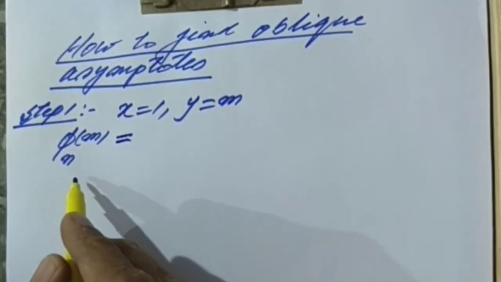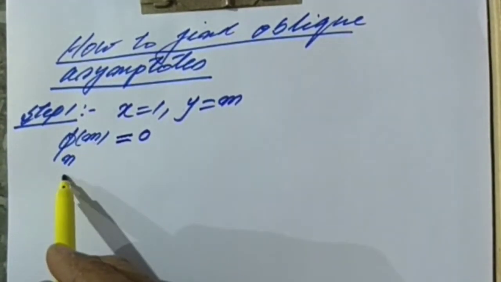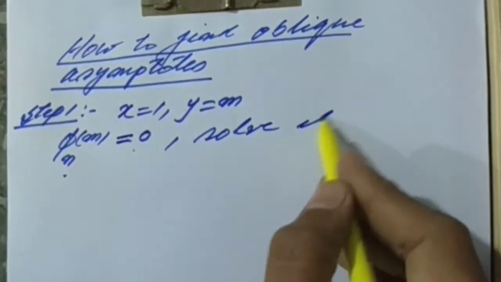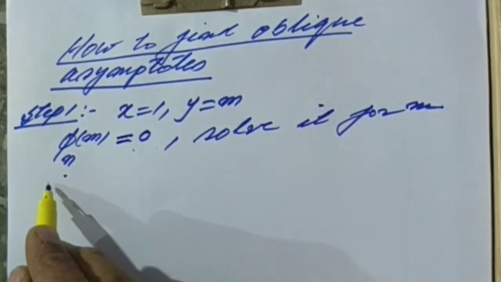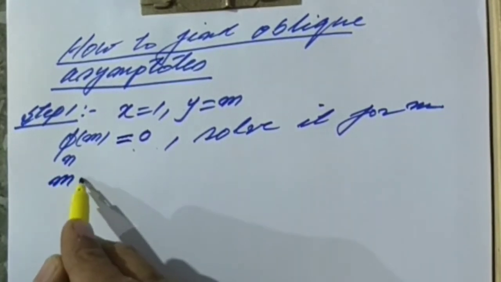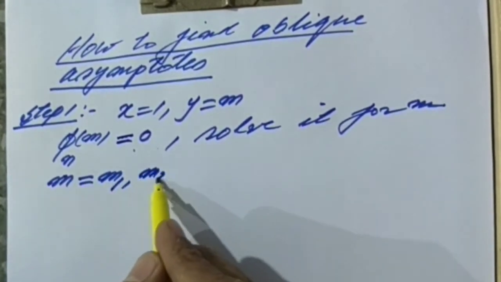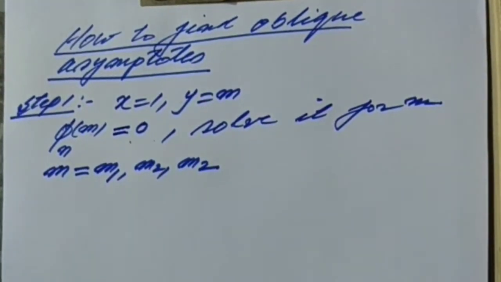After that we have to equate it to 0. We need to equate phi m n to 0 and solve it for m. Now for example, there are 3 values of m and all the 3 values are distinct, that is m1, m2, m3. These are the slopes of the asymptotes to the curve.